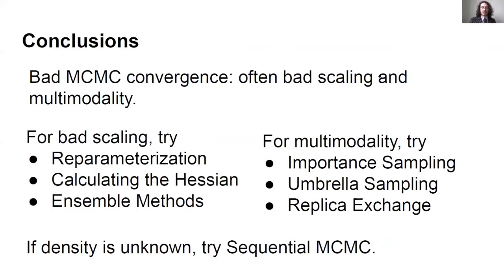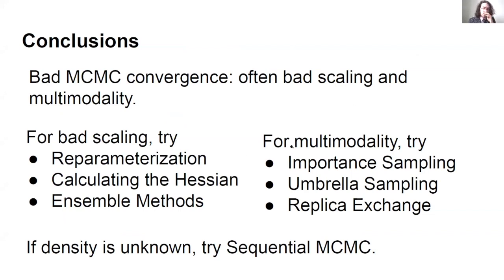So that's where I want to stop. Big problems in Markov chain Monte Carlo: you have bad scaling and multimodality. For bad scaling, you should really consider reparameterizing the system. But there are also approaches based on the Hessian and ensemble methods, a lot of which are automatically implemented in Stan and MC for you.